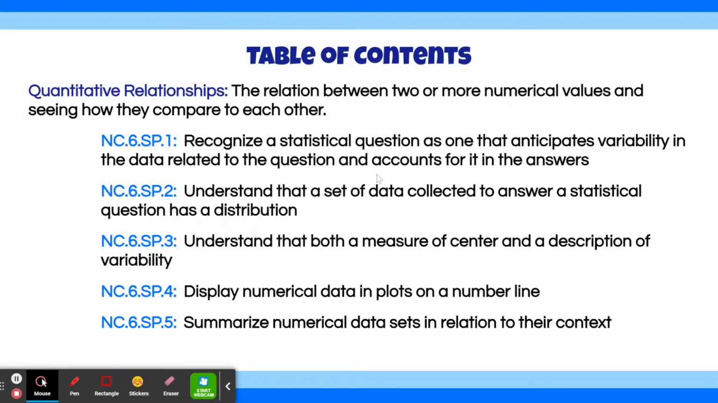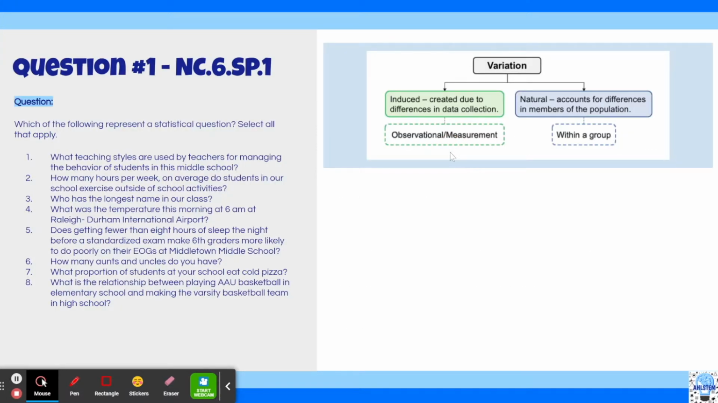Hey guys, so before we start, let's go over what we're going to do today. We're going to recognize a statistical question as one that anticipates variability in the data related to the question and accounts for it in the answers. Next, we're going to understand that a set of data collected to answer a statistical question has a distribution of data points. Then we'll understand that both a measure of center and a description of variability are needed. And next, we'll display numerical data in plots on a number line. And lastly, we'll summarize numerical data sets in relation to their context. So let's jump right into our first problem.